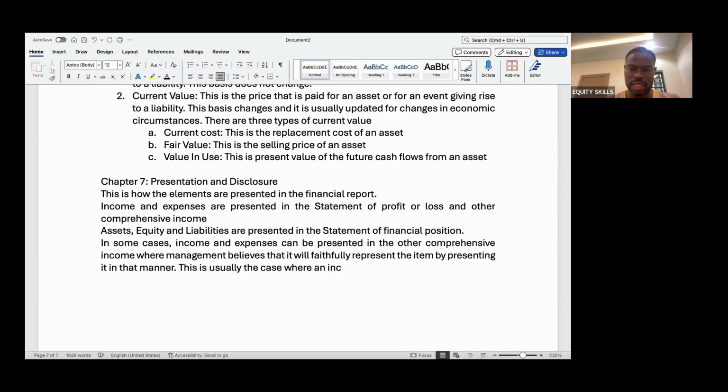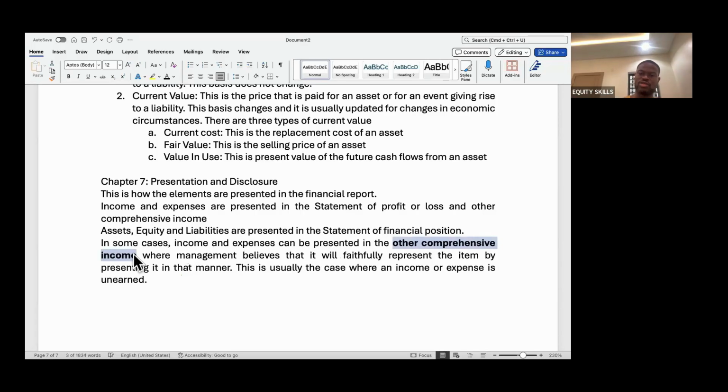where an income or expense is unearned. So when you have income that you have not actually earned, or you have expense that might reverse, we usually put them in the other comprehensive income. Okay, we put them in a statement called OCI. You learn more about this. These are just principles that I'm trying to lay here.